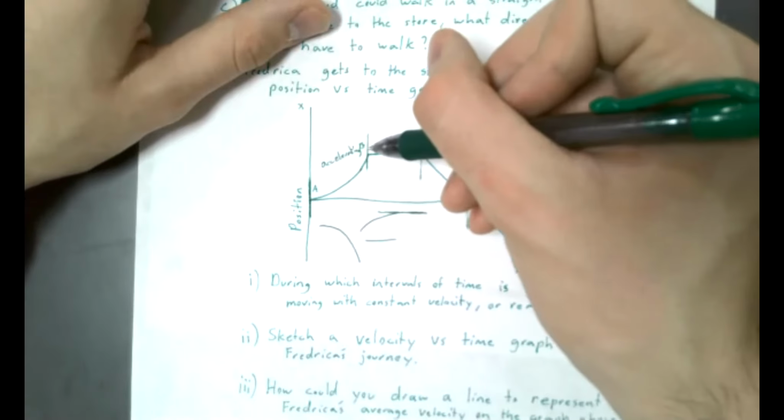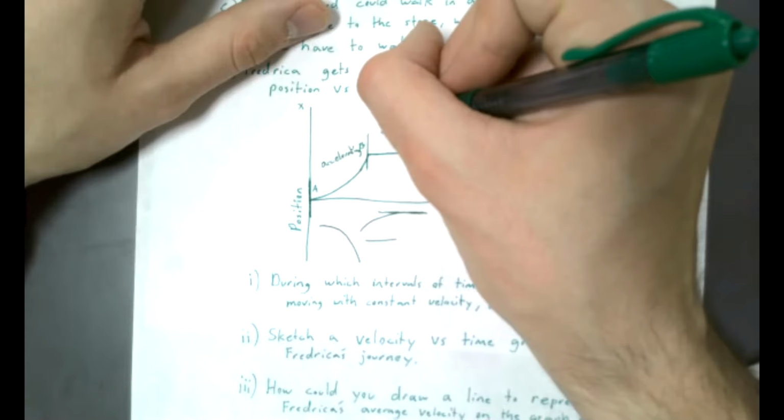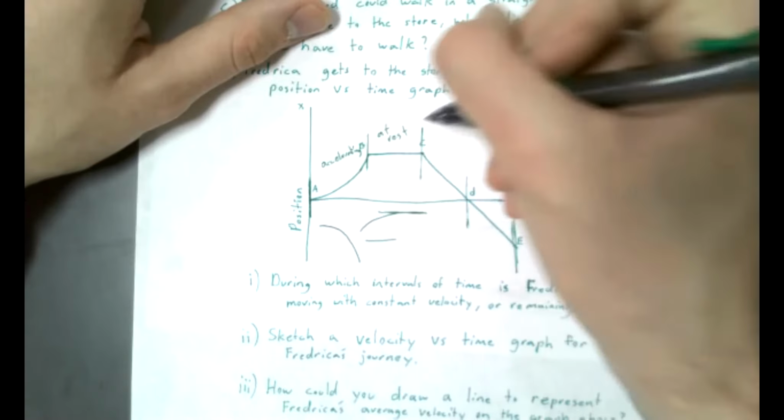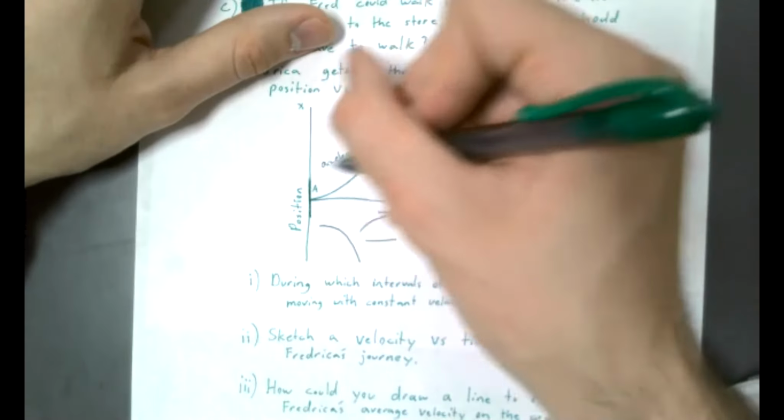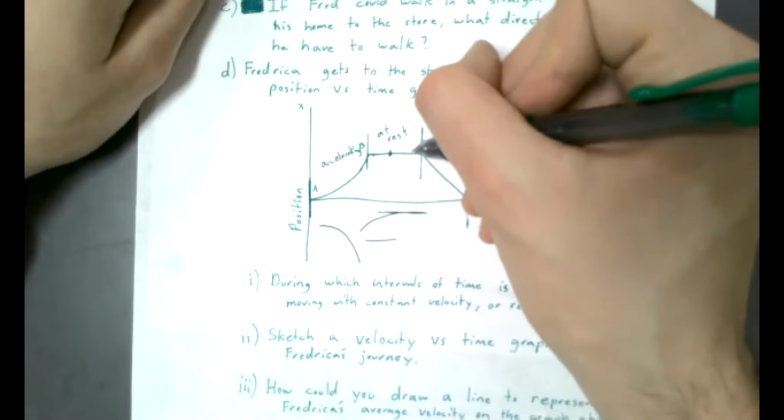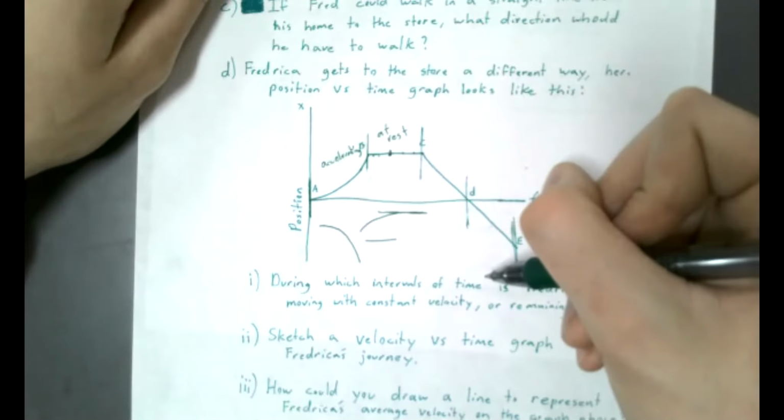Anyway, between B and C, she's clearly at rest. She is clearly still. She's not going anywhere. Her position is not changing. Her position is maintaining the same value the whole time.